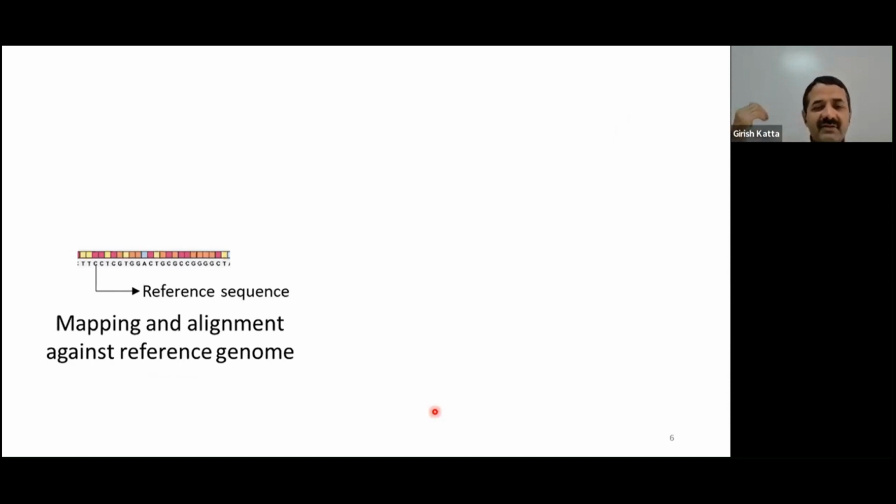Each company has a different way of sequencing. But what we need to know is we get something called reads.